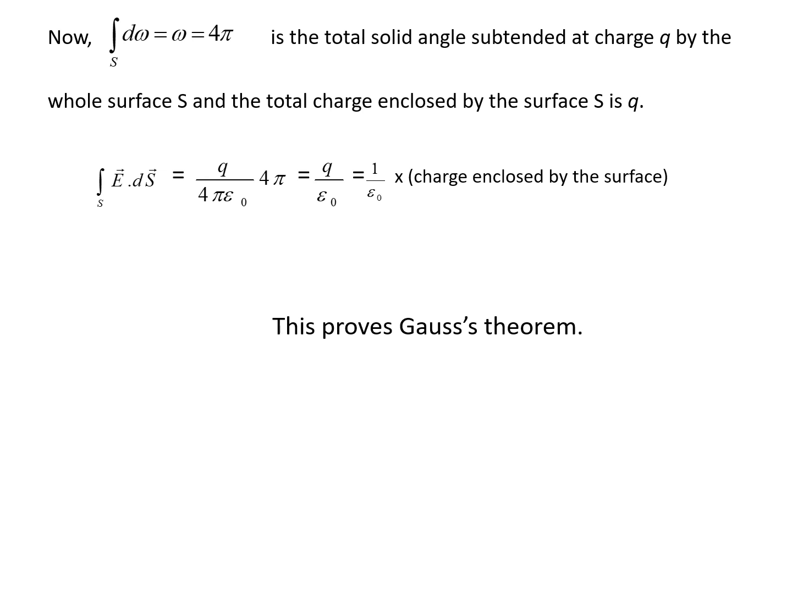Now integration over S d omega, that means the summation over all possible values of the solid angle, is given by 4 pi and is denoted by omega, the total solid angle subtended at charge q by the whole surface area S, and the total charge enclosed by the surface is here small q, and therefore the electric flux becomes integration S E dot ds is equal to q by 4 pi epsilon naught into 4 pi, and that is equal to q by epsilon naught, and that is equal to 1 by epsilon naught multiplied by the charge enclosed by the surface.